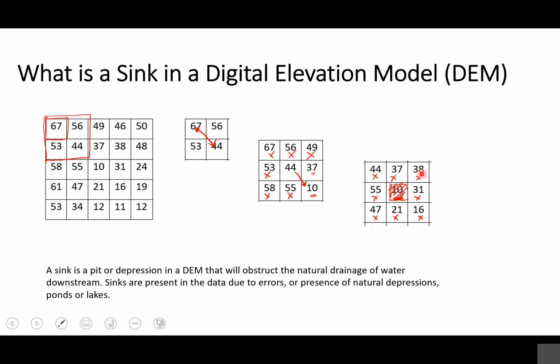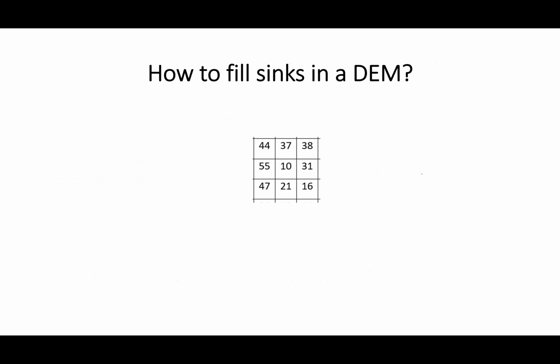Sinks are present in the data due to errors, or they also occur due to presence of natural depressions, ponds, or lakes. Now that we know what a sink is, let's see how to fill that. I will use the same example that I used in my previous slide to show how a sink gets filled. So let's draw a cross section through these three cells. So if I do that, I have this cell here of elevation 44. The middle cell has elevation of 10. And then we have this third cell that has elevation of 16.